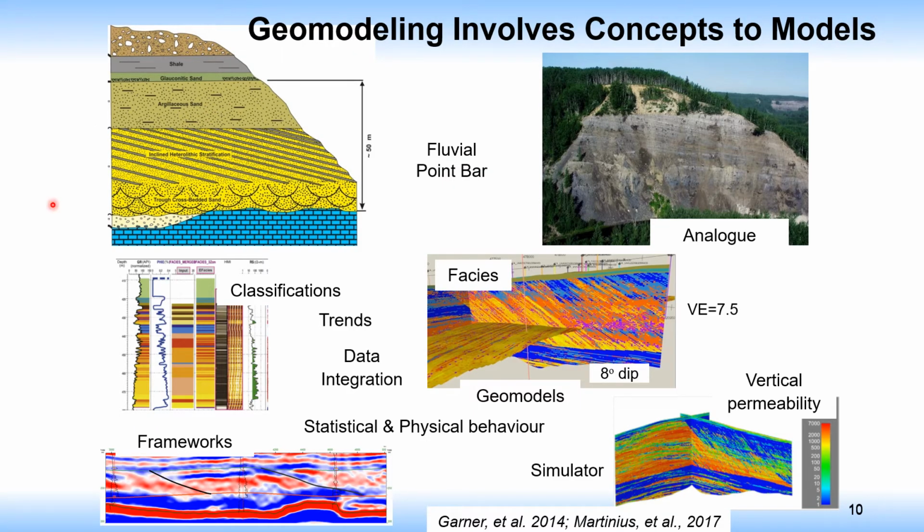Geomodeling involves concepts to models. We have our analog. Here's a nice outcrop with a massive sand at the base. That drives a concept model, our interpretation of facies here, classifying facies that are related to petrophysics. We've got our seismic for frameworks. Also gives us some tipping information that we conceptually imposed on our model here to study different extraction methods. And then vertical permeability is just one of those parameters that we solve for.